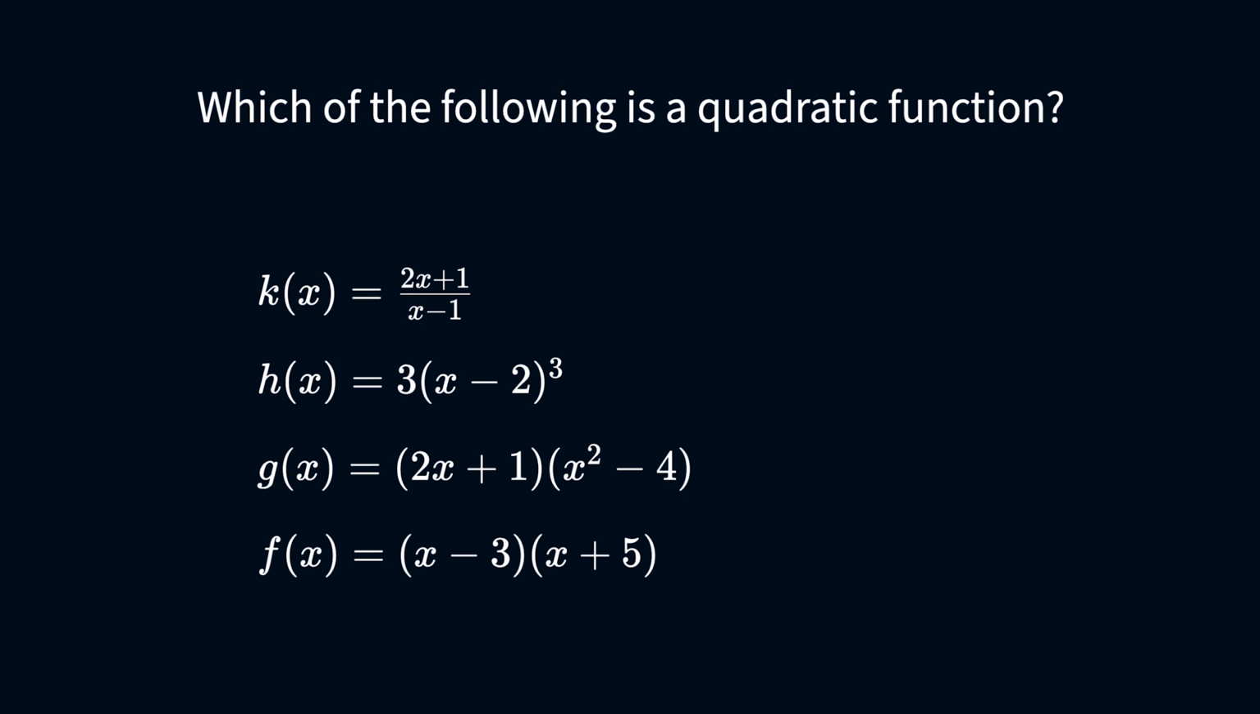Which of the following is a quadratic function? So remember that there are three main forms of the quadratic function. One form we have is the standard form, and that's going to be where we have some coefficient a multiplied by our variable squared, plus some coefficient b multiplied then by x, plus now some coefficient of c.